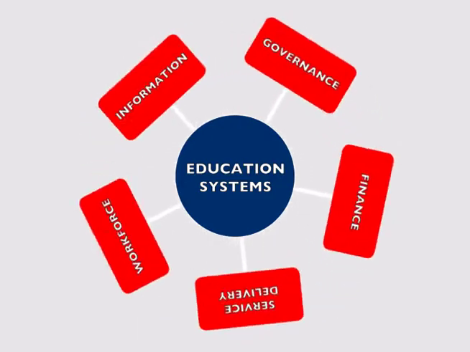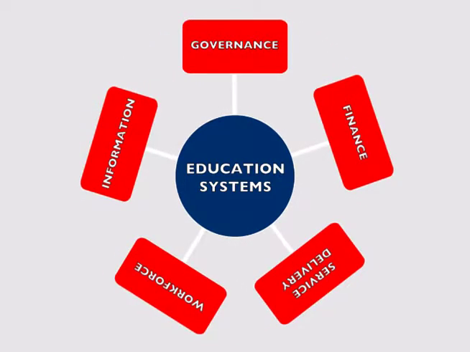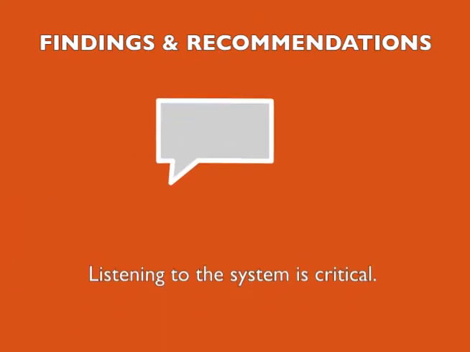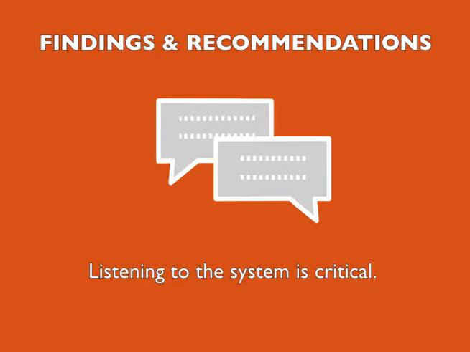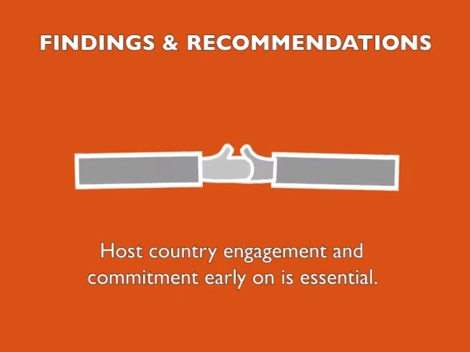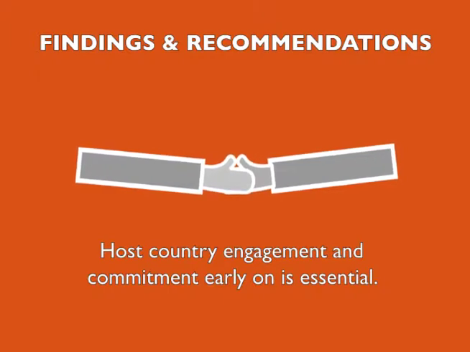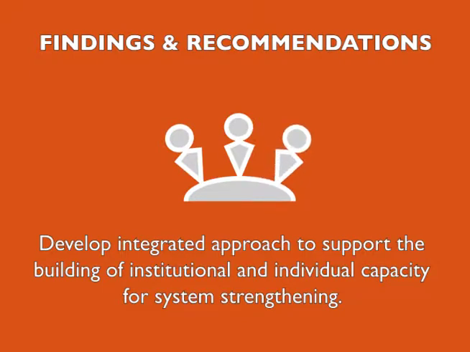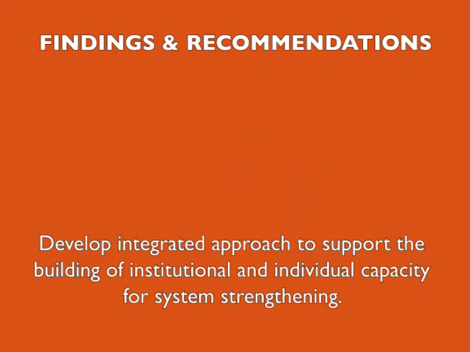1, governance, 2, finance, 3, service delivery, 4, workforce, and 5, information, that being research, monitoring, and evaluation. The findings and recommendations surrounding system strengthening are, number 1, listening to the system is critical. 2, host country engagement and commitment early on is essential. 3, develop an integrated approach to support the building of institutional and individual capacity for system strengthening.